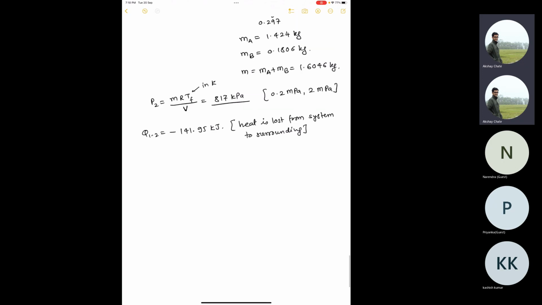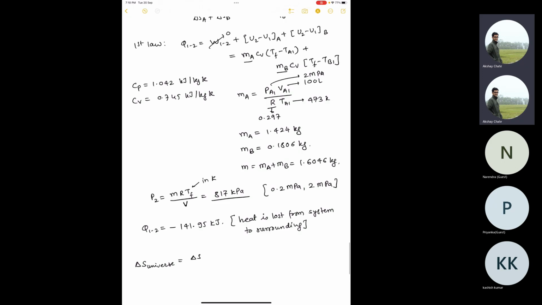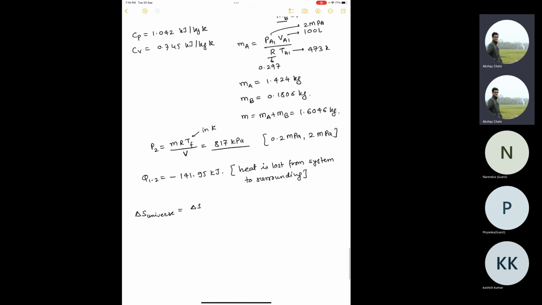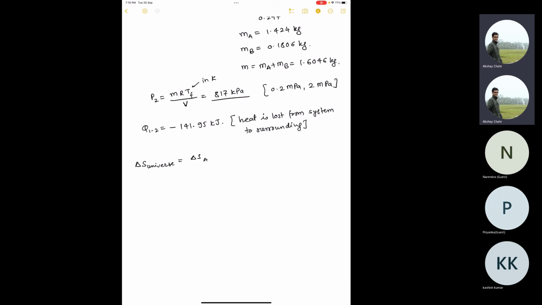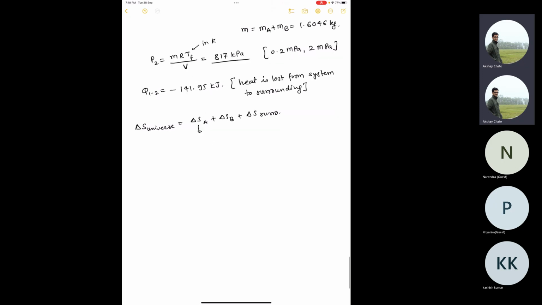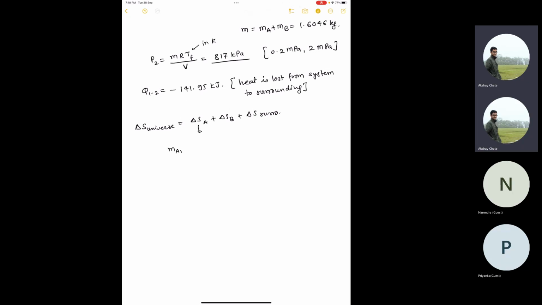And now come back to the delta S calculation. Delta S of your universe, or some people call it net delta S also, but it's okay to use universe, no issues. Delta S of A plus delta S of B plus delta S of surroundings. So now for A, again you are assuming an ideal gas, right? That's why you are using the ideal gas equation there. So here also you can write that formula, right?